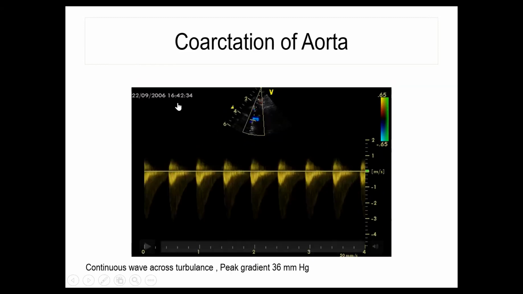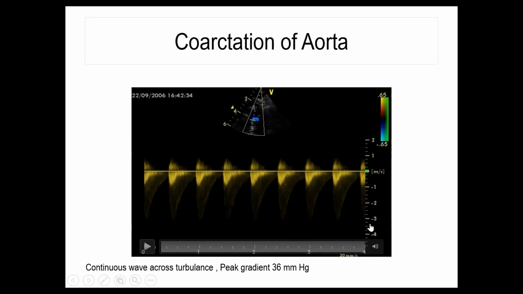Then I moved my cursor into the coarct and aliasing started happening. So I had to switch over to continuous wave Doppler. Now you see this Doppler spectrum pattern: one over here and a second faint Doppler spectrum pattern over here, correct? This is continuous wave Doppler across this coarct and the velocity is almost 3 meters per second.